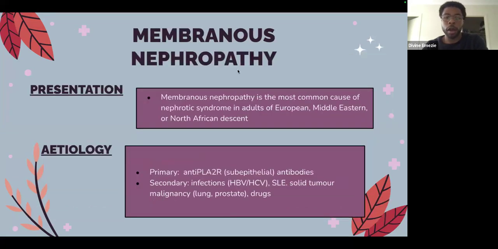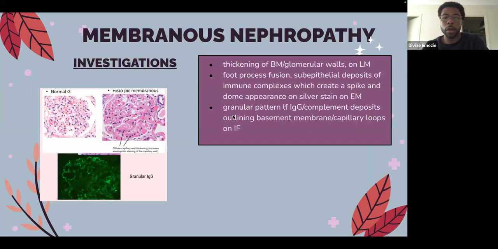Membranous nephropathy, I want to flag the idea that it's related with solid tumor malignancies like lung and prostate cancer, as well as some other things. These are secondary causes. And we're mainly thinking about granular IgG, thickening of the basement membrane, and the spike and dome appearance on electron microscopy, because this is immune complex mediated.